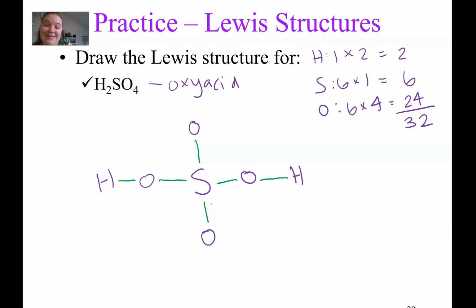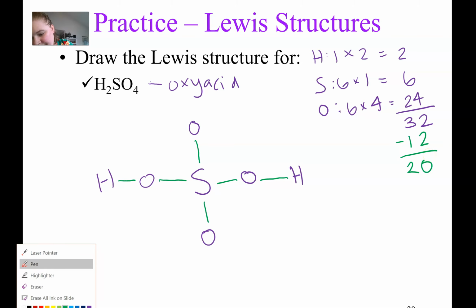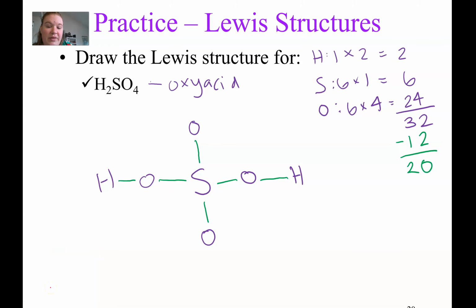1, 2, 3, 4, 5, 6. I made 6 bonds. Each of those are 2 electrons. So I just used 12 electrons. So that leaves me with 20 electrons. So I'm going to start with my terminal atoms. Both of my hydrogens are good. They already have duet. So I'm going to move on to the oxygens on the top and the bottom.